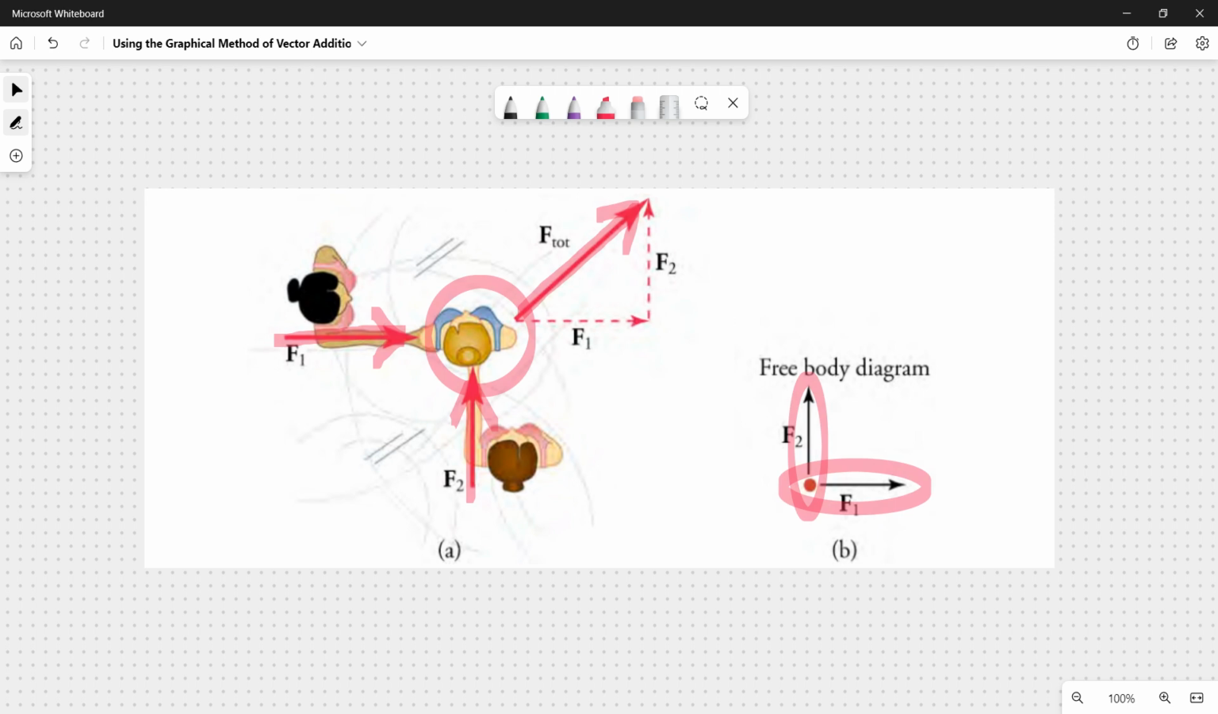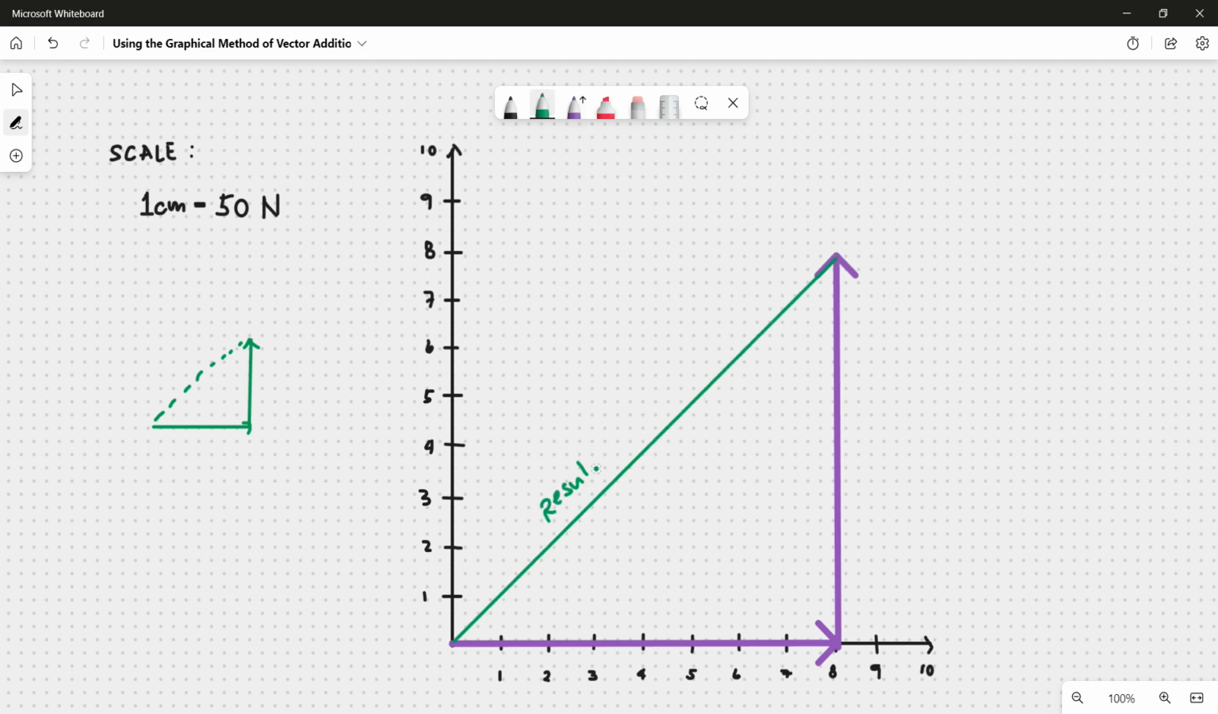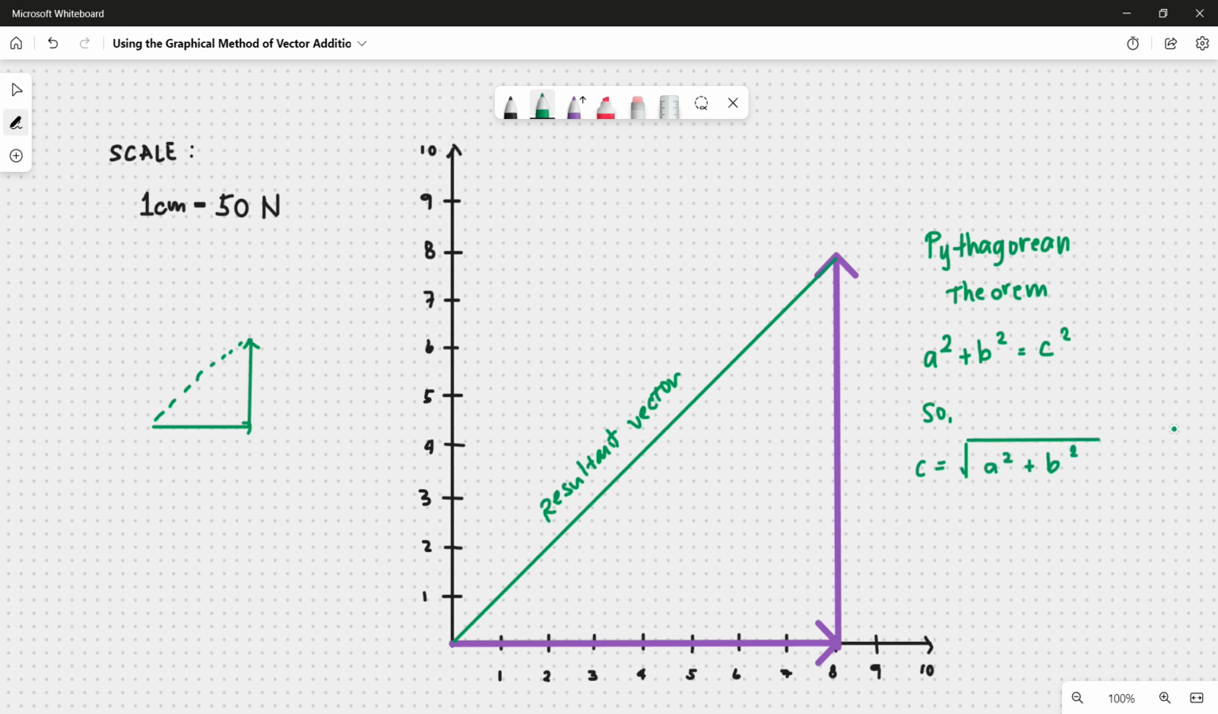If, for example, each force had a magnitude of 400 newtons, then we would find the magnitude of the total external force acting on the third skater by finding the magnitude of the resultant vector. Since the forces act at a right angle to one another, we can use the Pythagorean theorem. For a triangle with sides a, b, and c, the Pythagorean theorem tells us that a squared plus b squared is equal to c squared. So c is equal to the square root of a squared plus b squared.